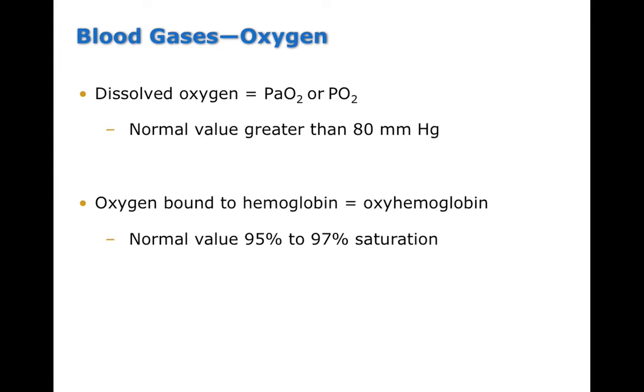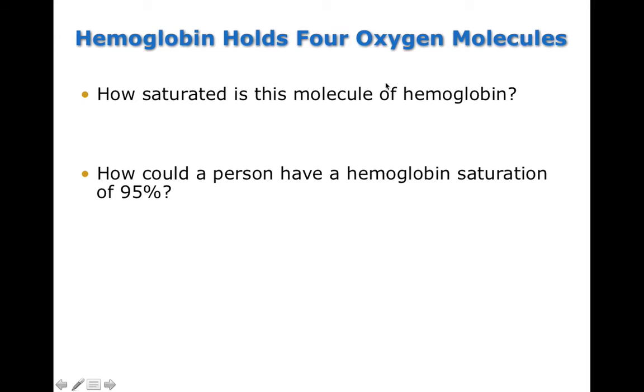Now, when oxygen is bound to hemoglobin, it forms oxyhemoglobin, and under normal circumstances, hemoglobin will have 95 to 97% saturation, which means that of this 80 millimeters of mercury of oxygen, 95 to 97% of that is found on hemoglobin. Now, hemoglobin holds 4 oxygen molecules, and what's really cool is that the hemoglobin in your blood has 4 subgroups. You've got 2 alpha, 2 beta, and you have about 250 million molecules of hemoglobin per red blood cell, so that every red blood cell can hold approximately 1 billion oxygen molecules.